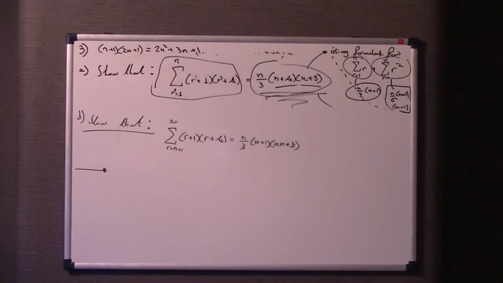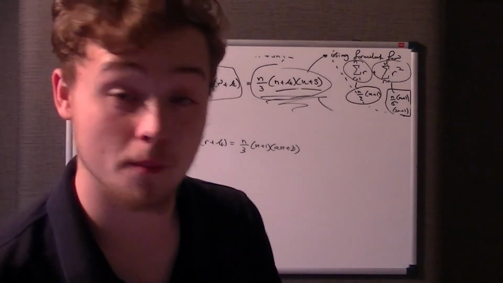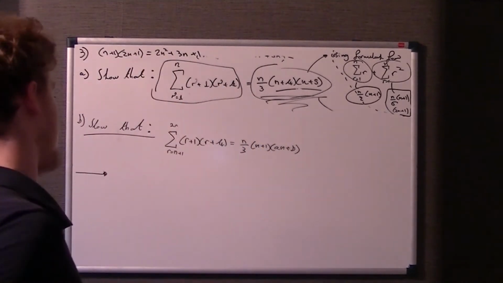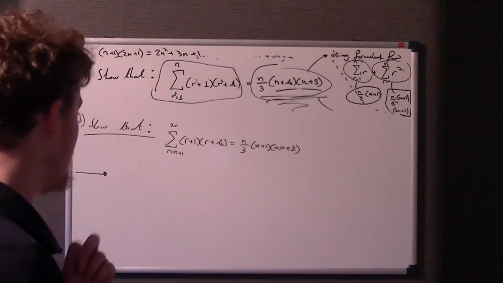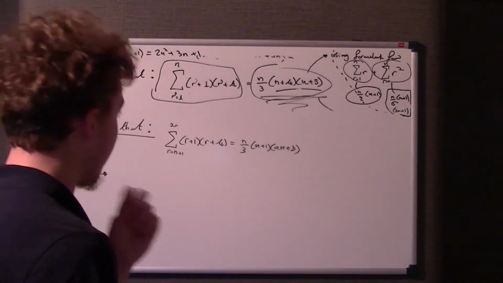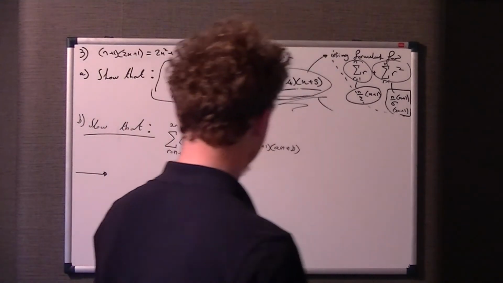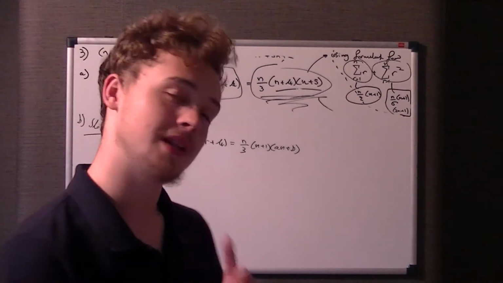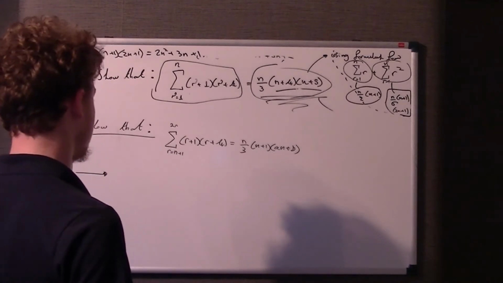So this is the next little bit, part B. We're asked to show that the sum of r plus 1 times r plus 4, so kind of the same one we had up here. However, this time it's between r equals n plus 1 and 2n. Now, we've done the sum of r plus 1 times r plus 4 before, but the limits then were r equals 1 and n.